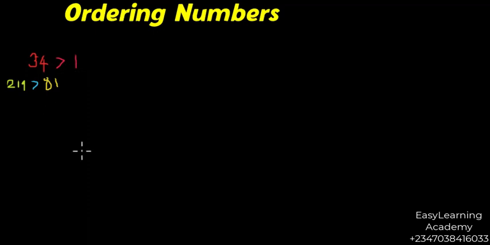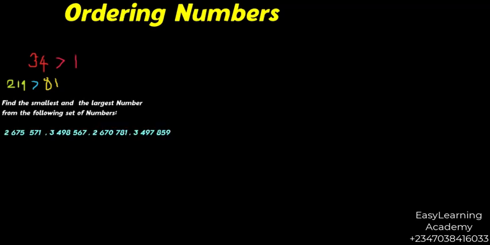I'm going to write down some numbers for us to see which one is the greatest. Here we are to find the smallest and the largest number from the following set of numbers. We have four numbers: the first, second, third, and fourth. So let's start by searching for the smallest number.